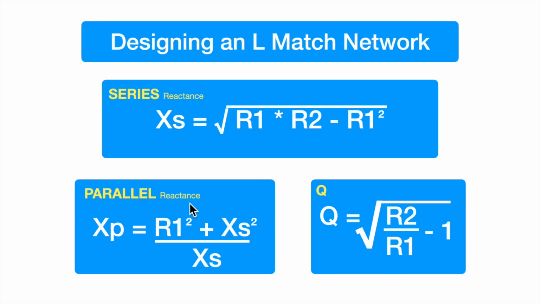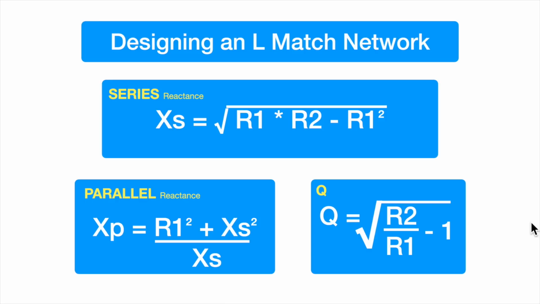The parallel reactance, XP, is R1 squared plus XS, the series reactance, squared, over XS. And then we can also calculate Q, and there's a separate formula for this. So the Q of our L match will be the square root of R2 over R1 minus 1.